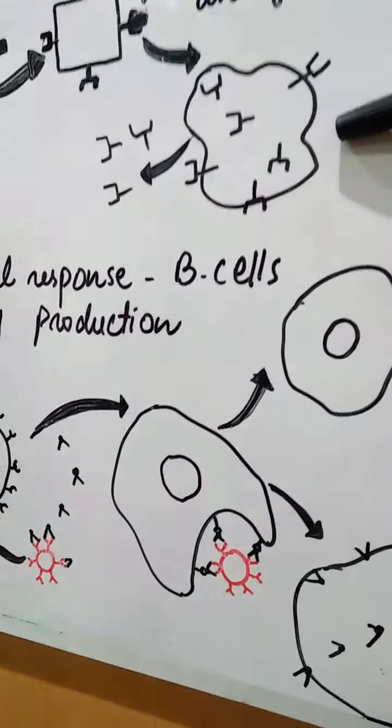Others will be converted into plasma cells. Plasma cells will produce free antibodies into the blood, so that the antigen can be trapped. So this was a type of specific immunity.